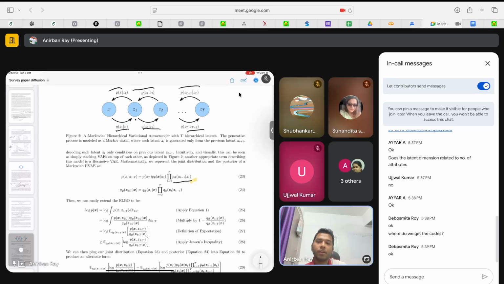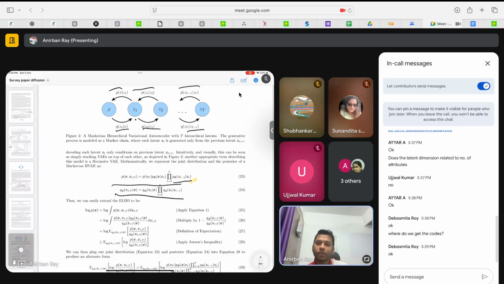Suppose z t minus 1 is the image you have. You move to z t, like in the variational autoencoder where z t is the latent z. Then you reverse back from z t to z t minus 1, which is the reconstruction, and you get the image back. You do it multiple times, and these equations are very much valid.